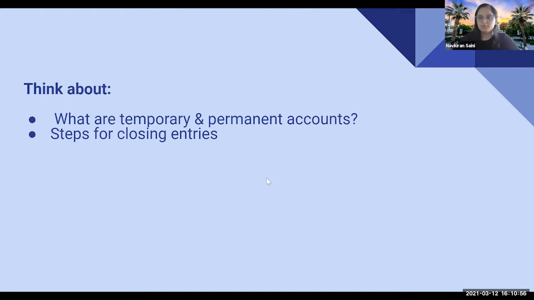Okay, so now I got a few responses in the chat. Let's discuss what temporary and permanent accounts are first. As you guys mentioned, temporary accounts are those in the income statement, and permanent accounts are those in the balance sheet. Permanent accounts are never closed, and temporary accounts are closed at the end of every period, whether it's monthly, yearly, or half yearly. Yes, Angela, temporary accounts are carried from one accounting period to other, and permanent accounts are not. Yes, all the income statement accounts are temporary accounts, and all the balance sheet accounts are permanent accounts.